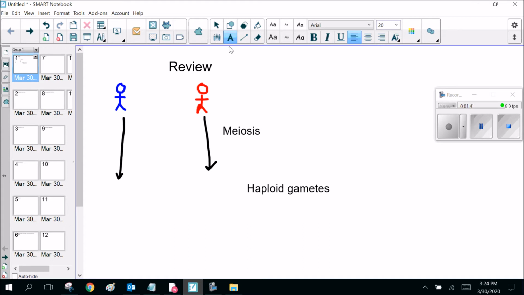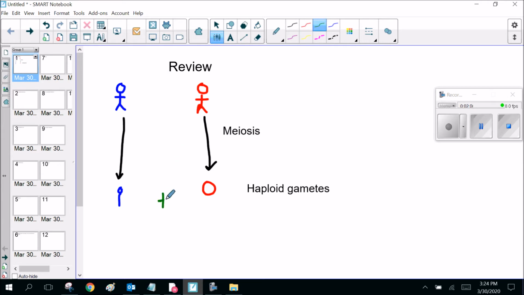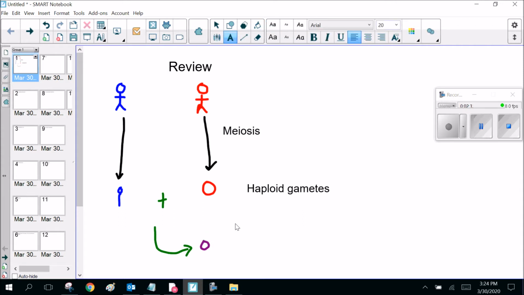Remember we said that haploid just means that they have half of the chromosome number, or they have one of each chromosome. Over here with the male, this is going to be the sperm cell, and over here with the female, that's going to be the egg cell. These two are going to be added together eventually during reproduction, and they are going to create the zygote, which is the first new diploid body cell of the developing embryo. So this one over here is going to be the diploid zygote.